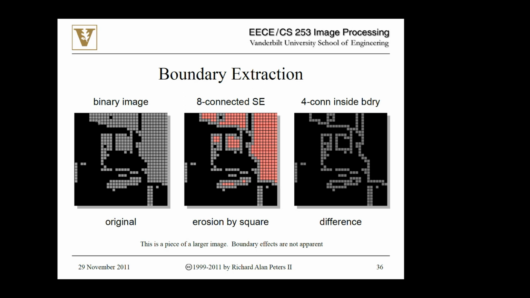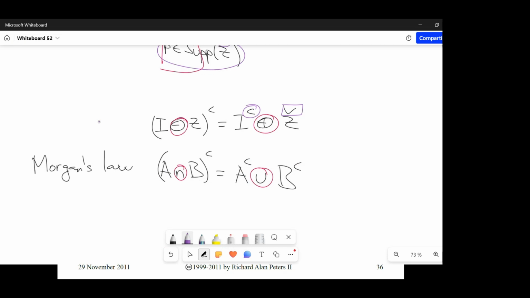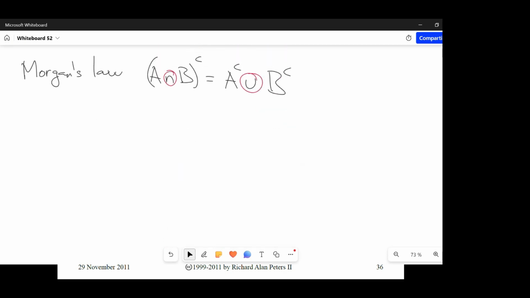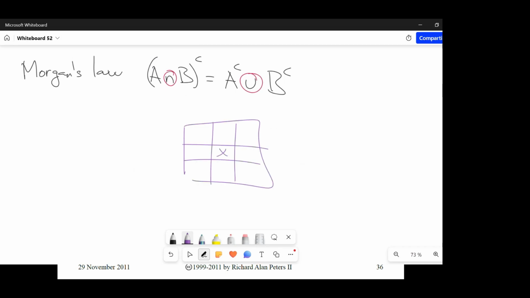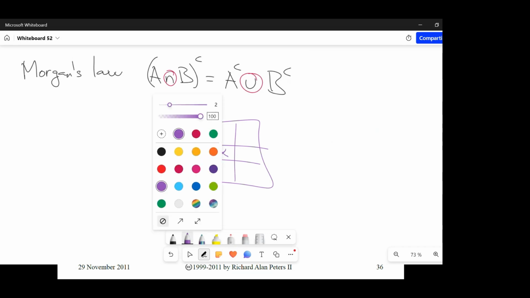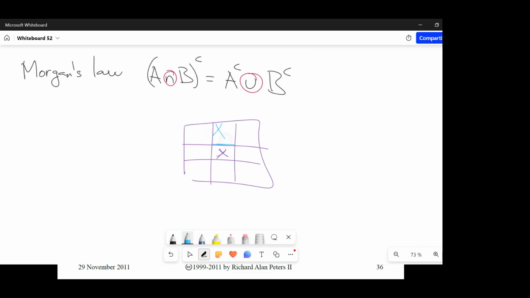And it will be a 4-connected boundary. So a 4-connected boundary is all the pixels in the boundary connected by an edge. Okay. So let's say that we have this pixel, and this pixel is sharing an edge with this one, this one, this one. This is the 4-connected neighborhood.